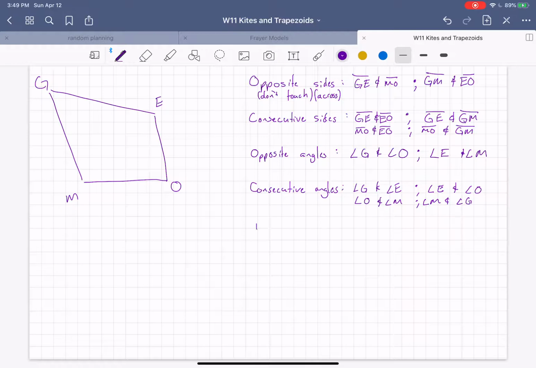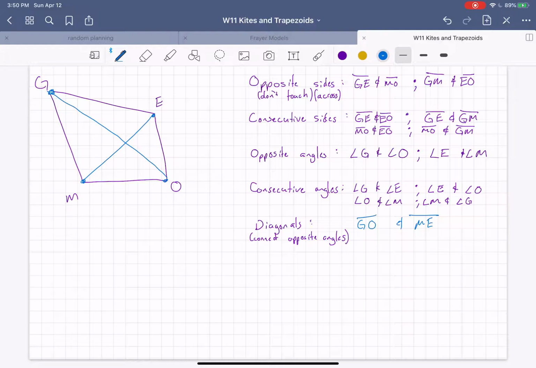The last thing that we're going to talk about real fast is diagonals. And these are those lines where we connect opposite angles. So we said G and O are opposite angles. So that means line segment GO is a diagonal. We can also say ME is a diagonal. They have 2 diagonals. Quadrilaterals will always have 2 diagonals, and we're going to learn properties about their diagonals. Sometimes they will be drawn, sometimes they will not be. So that's the intro to the vocab.